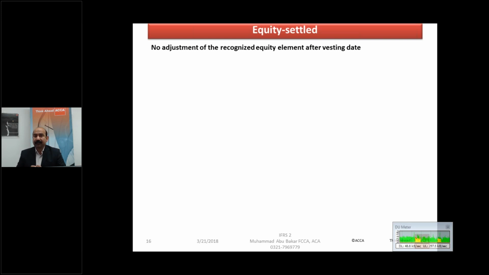The entry which we discussed in the last slide will only be made if those options are exercised. But what if, after the vesting period, options are not exercised? The amount lying in the equity reserve will remain there. What maximum you can do, the entity can transfer it within the equity, if the laws of your country allow you to transfer it to the other component of equity. Otherwise, you will do nothing with this amount. So no adjustment of the recognized equity element after vesting date.